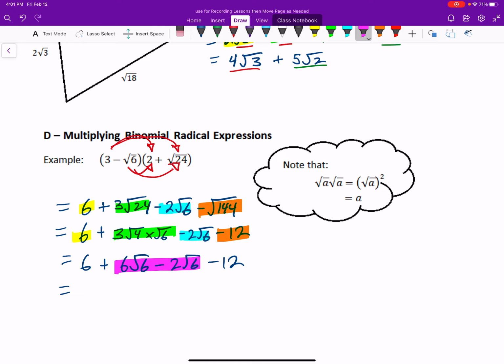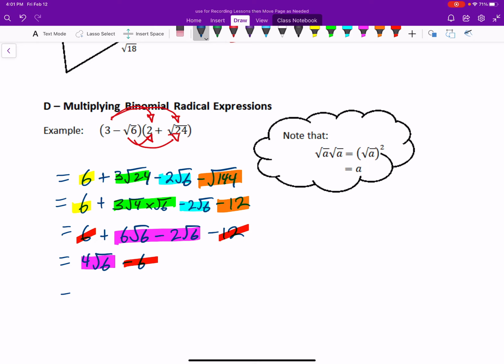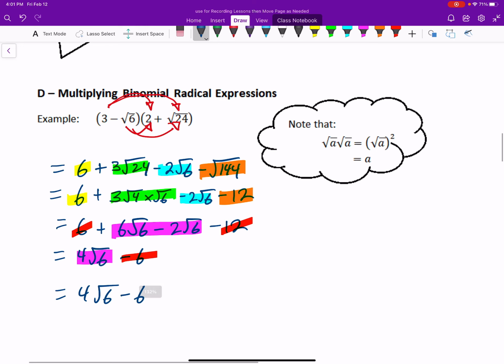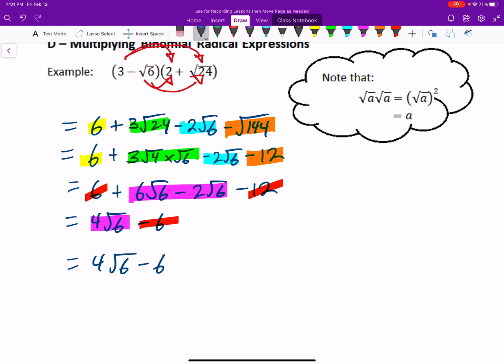So I've got 6 root 6 minus 2 root 6. That gives me 4 root 6's, doesn't it? And as far as the constant term goes, I've got 6 minus 12, which gives me negative 6. And again, looking past the highlighting, that means the answer is 4 root 6 minus 6. So I'll just write it again, same answer, because the highlighting, while useful for letting you see where things come from, might confuse the final answer. So this would be our final simplified answer here.